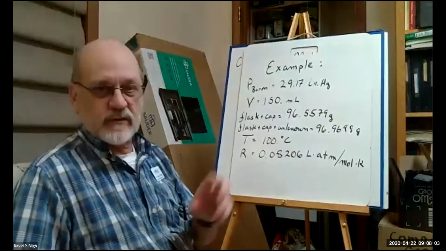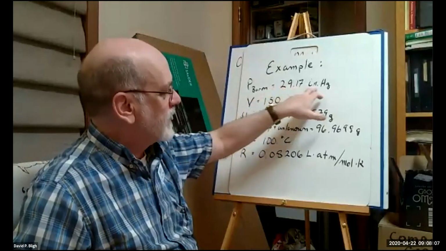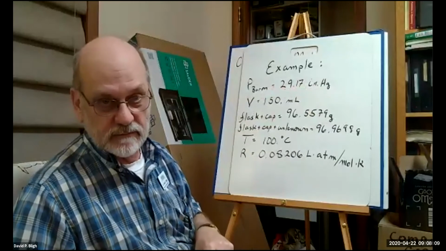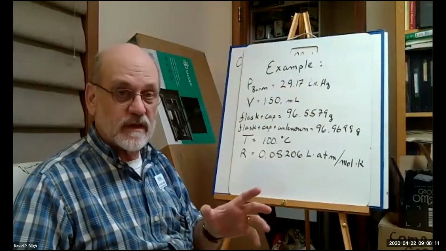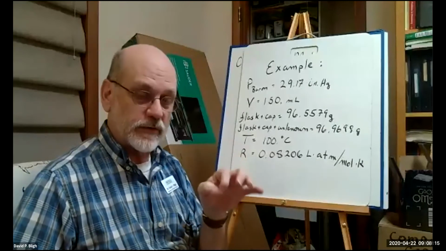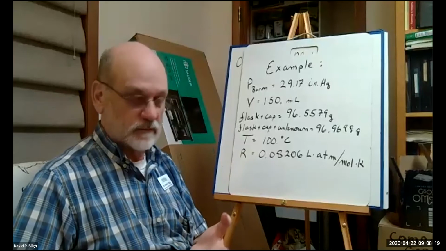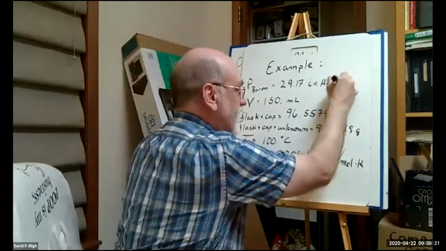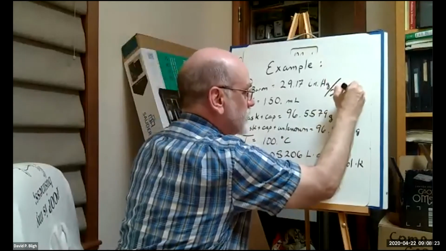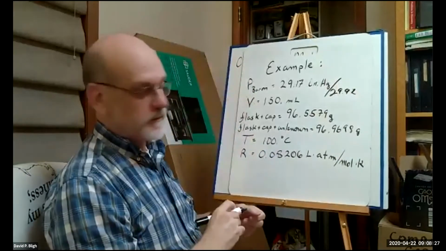Let's say the barometric pressure that we measure in the lab is 29.17 inches of mercury. You know it has to be in atmospheres to use the formula and to use the universal gas constant, R, that we have chosen. So we would divide that by 29.92, and that would give us atmospheres.